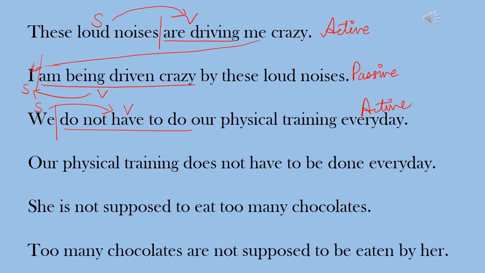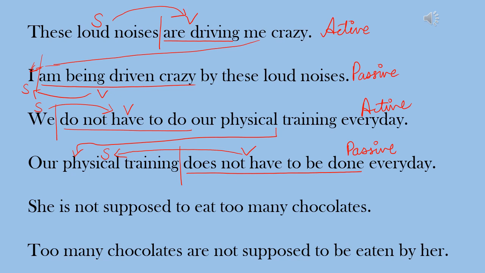Now let us transform it into passive. First of all, we change the subject. Our physical training becomes the subject. Does not have to be done every day becomes the predicate. Does not have to be done, that is the action. Does not have to be done means this action is being done upon the subject. By whom? By us. In fact, if you look at it that way, someone could easily write the sentence as physical training does not have to be done every day by us.